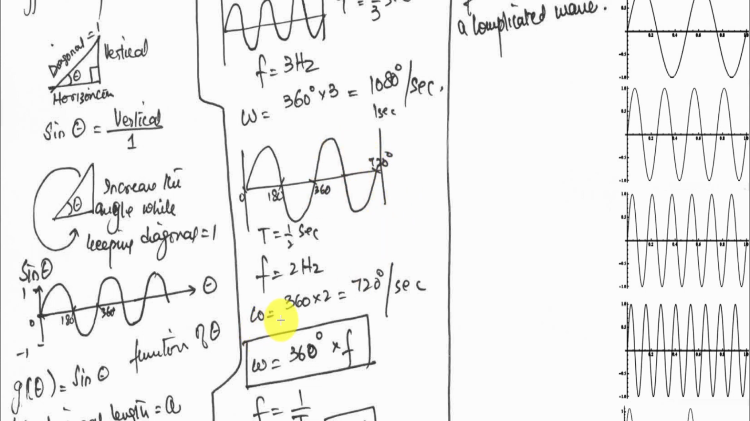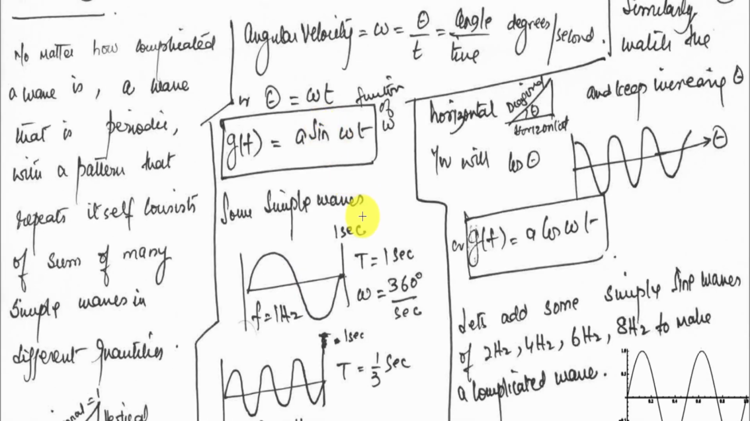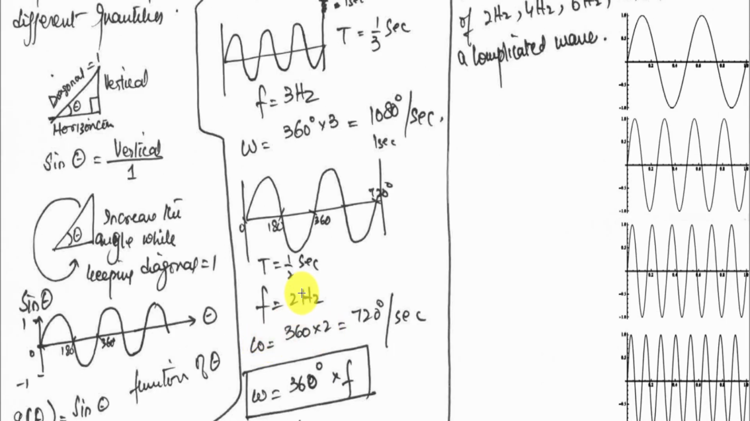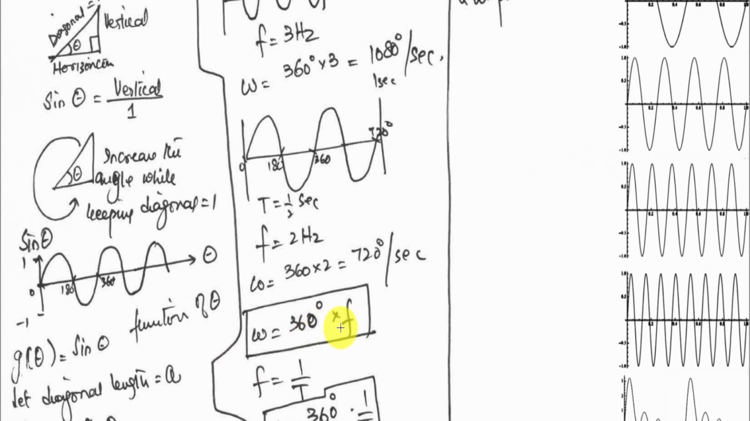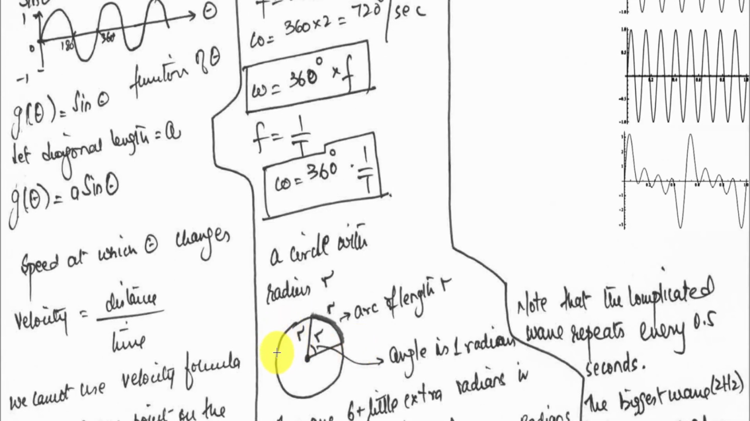So omega here is 720 degrees per second, so we can write this as omega equals, here it was 1 hertz and omega was 360 degrees per second. If frequency was 3 hertz, we could have written 360 degrees times 3 per second, or if frequency was 2 hertz, we could have written 360 degrees times 2, 720 degrees per second. So we can just write omega equals 360 degrees times f. Now we know that frequency is the inverse of the time period, so we can write omega equals 360 degrees times 1 over T.